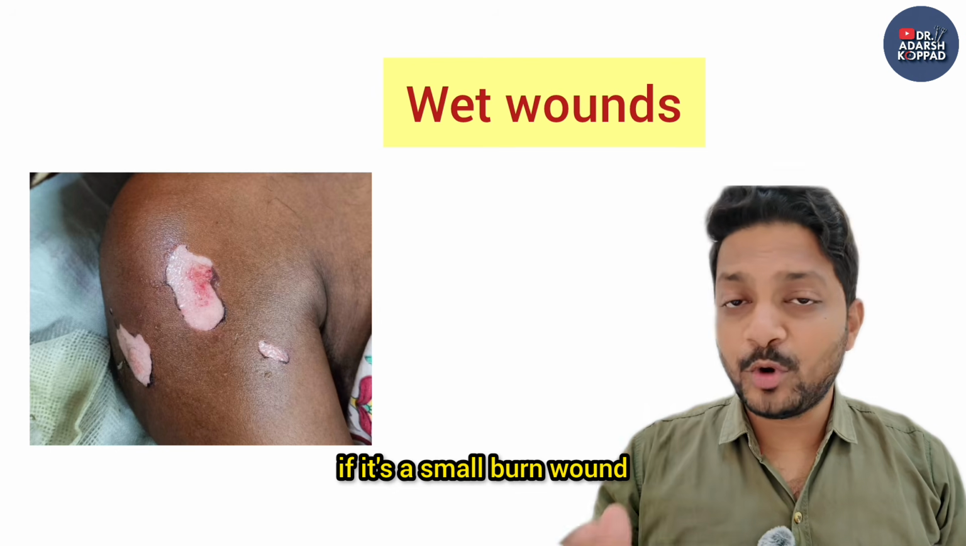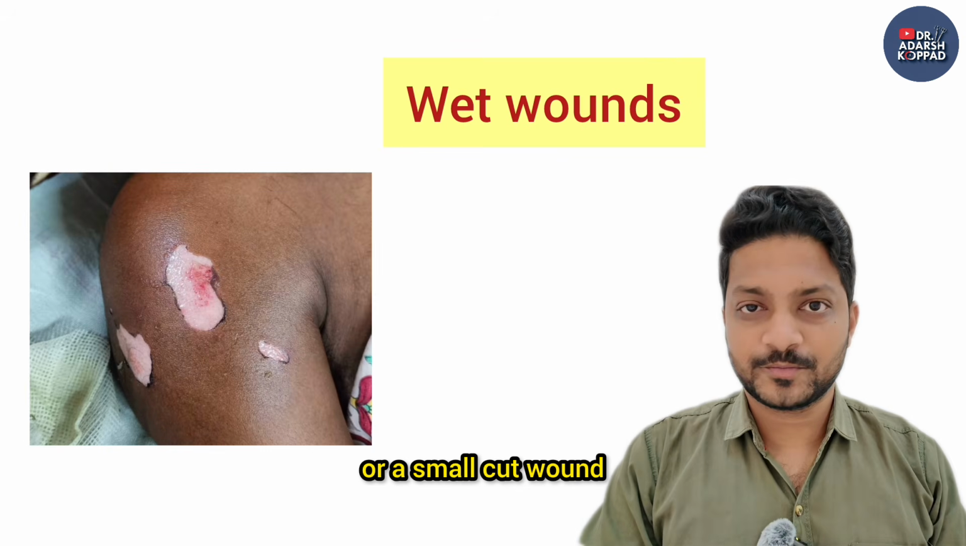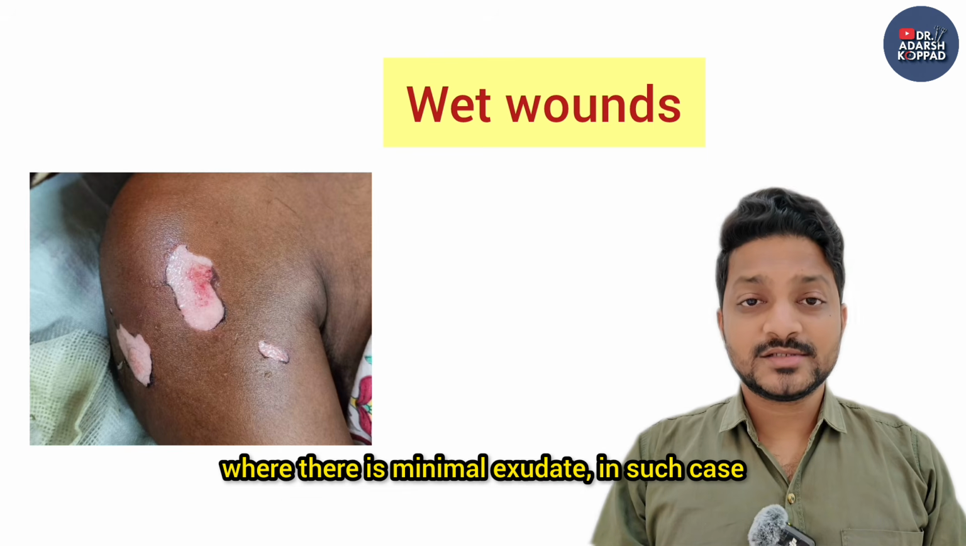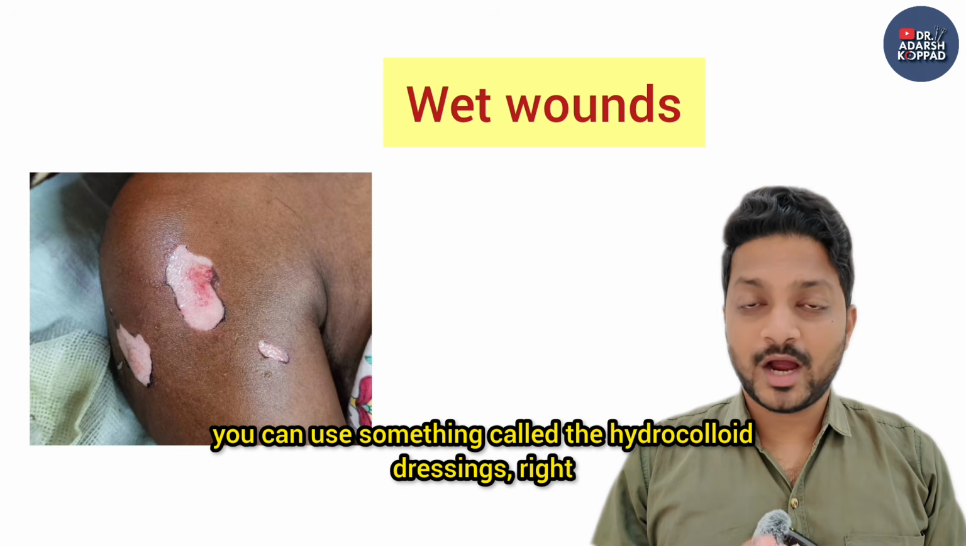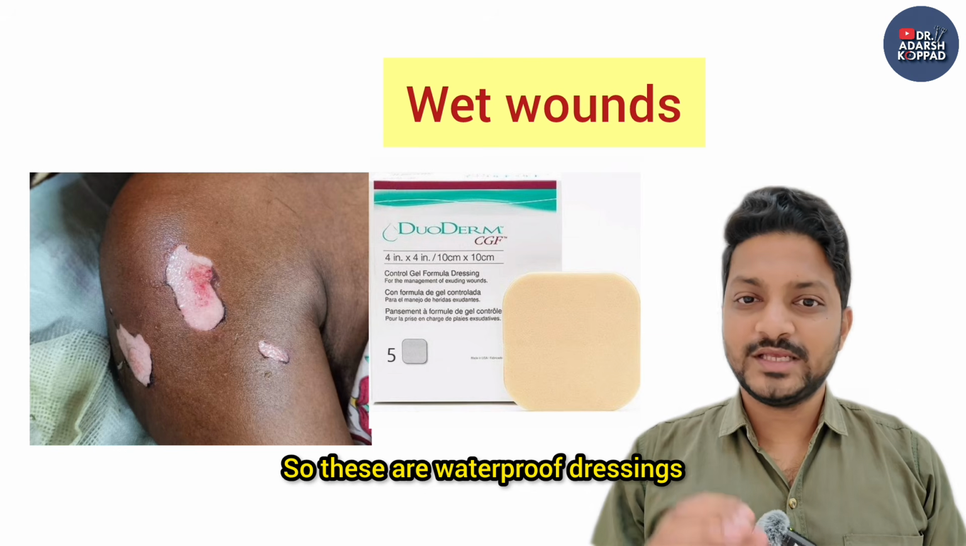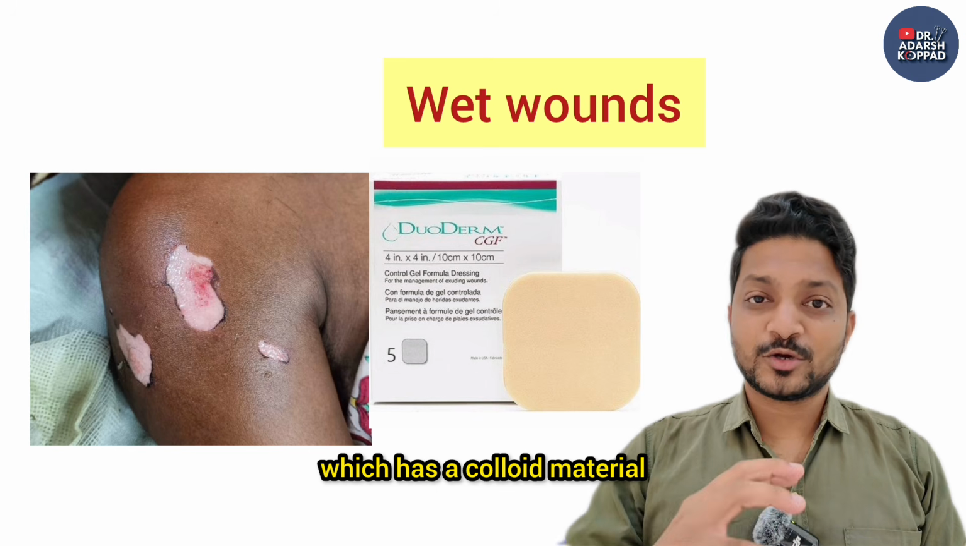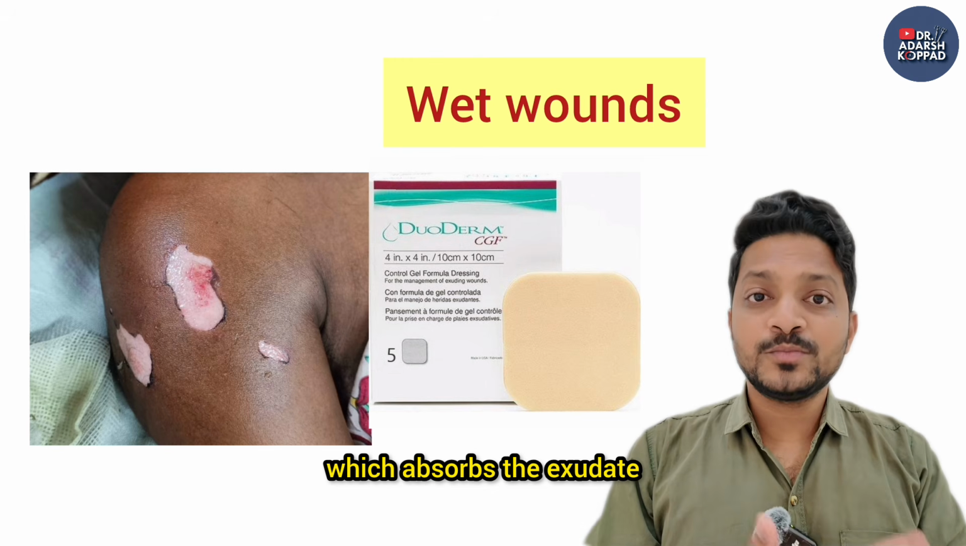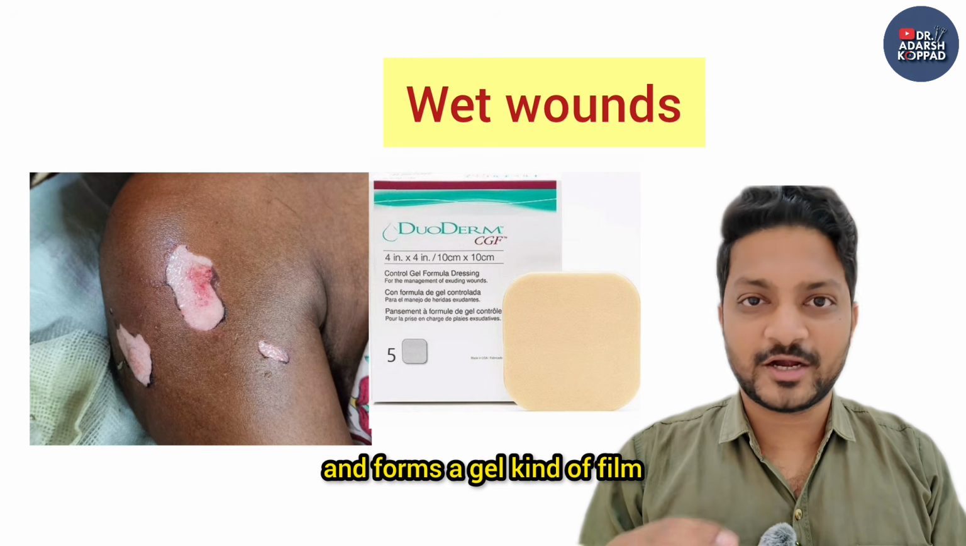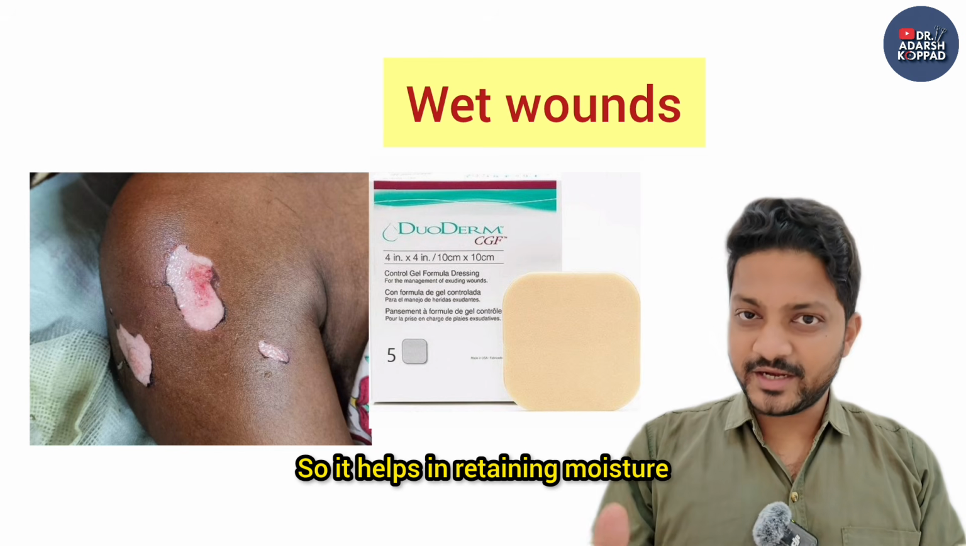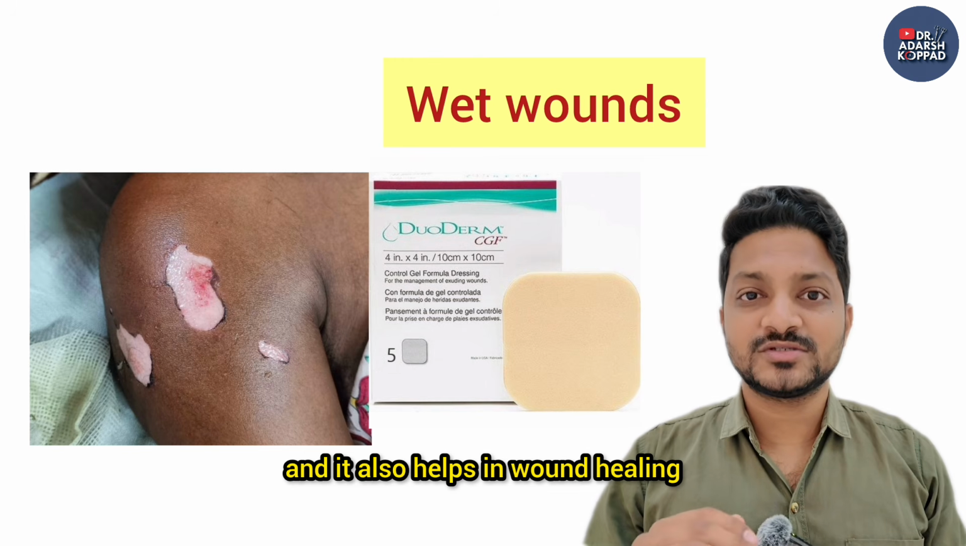Like for example, if it's a small burn wound or a small cut wound where there is minimal exudate, in such case, you can use something called the hydrocolloid dressings, right? So these are waterproof dressings which has a colloid material which absorbs the exudate and forms a gel kind of film. So it helps in retaining moisture and it also helps in wound healing.